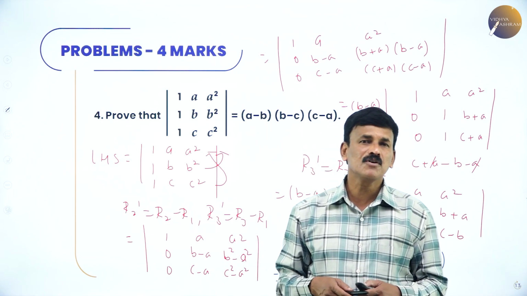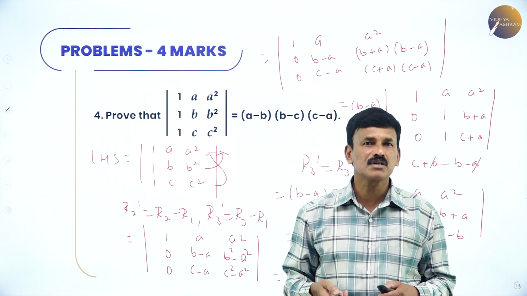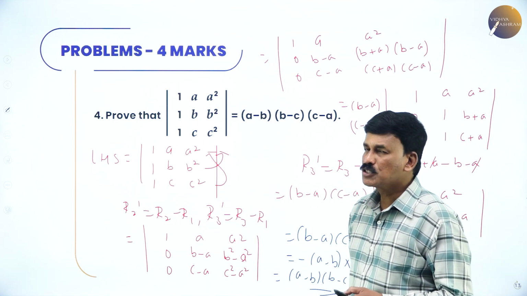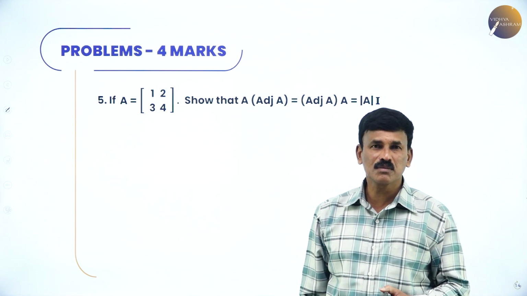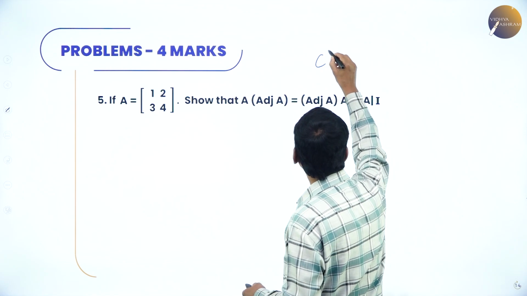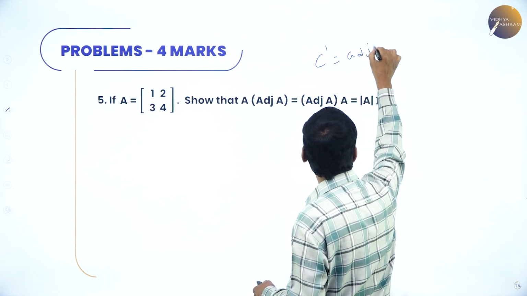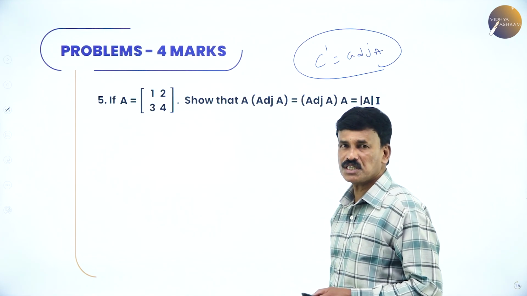You might have studied cofactors and adjoint. Let us take a problem based on the adjoint of a square matrix. So, what is the adjoint of a square matrix? The adjoint of a square matrix is nothing but the transpose of the cofactor matrix. See, if C is a cofactor matrix, then the transpose of the cofactor matrix is called the adjoint, denoted as C dash is equal to adj A, adjoint of A.